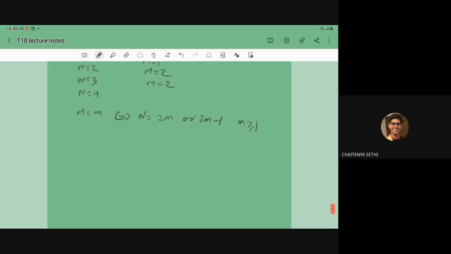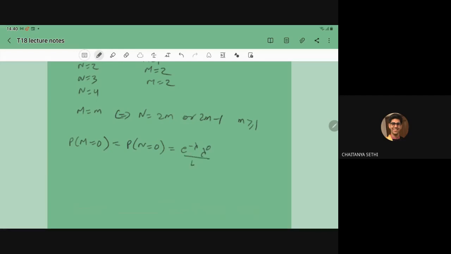Now, if you have to compute probability M is equal to 0, it is equivalent to probability N is equal to 0, and N follows the Poisson distribution. So e to power minus lambda, lambda to power 0 upon factorial 0, that is e to power minus lambda. Clear this part?